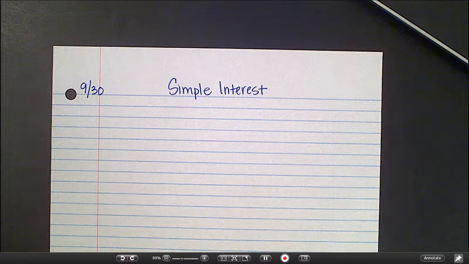Okay, so simple interest is when we're wanting to borrow money. So if I wanted to borrow money from Miss Hendee, and she said, okay, you can borrow $20 from me, but because I'm letting you borrow $20, you're going to have to pay me back a fee, an extra couple of dollars, because I let you borrow it. Okay? That's what interest is when we're borrowing stuff.